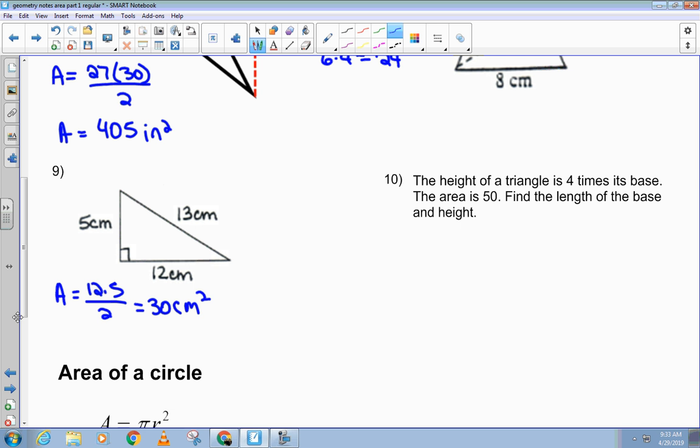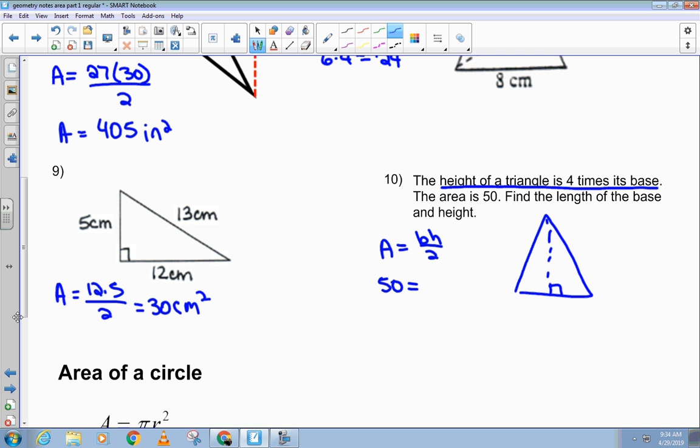All right, here's one where you have to work backwards. I recommend drawing a picture for these. Okay. Let's drop my height down here. It says the height of the triangle is 4 times its base. The area is 50. Find the length of the base and the height. So with a triangle, it's base times height divided by 2. They give me the area. They tell me that the area is 50, but I don't know the base and the height. But what do they tell me? The height is 4 times its base.